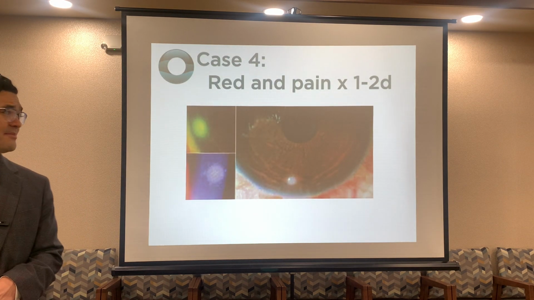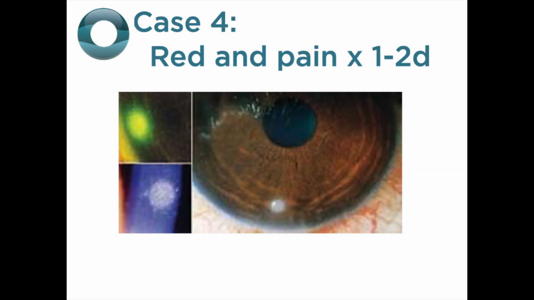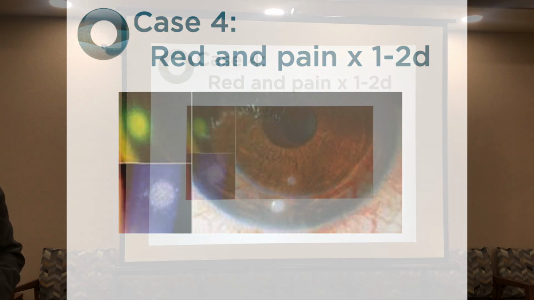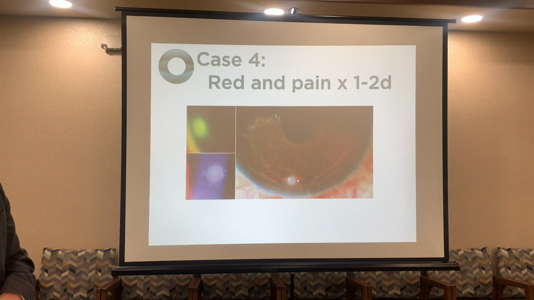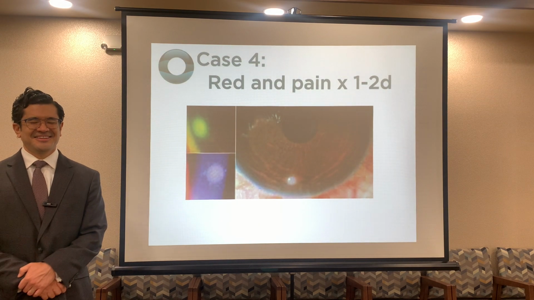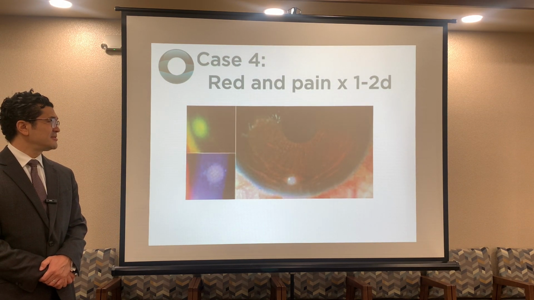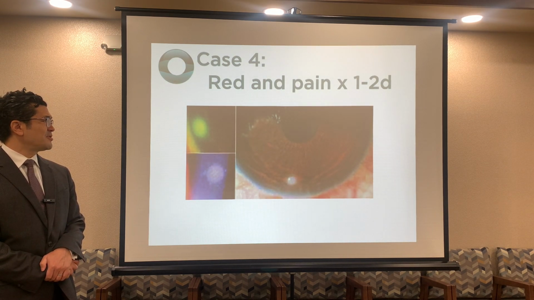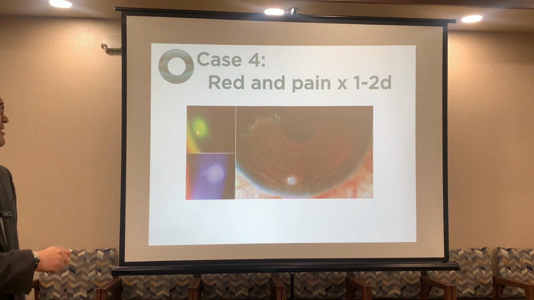So next case, number 4. This one's pain, but it's happened a little longer. It's been going on for a day or 2. And you look, and you see this white spot on the cornea. You might see conjunctival hyperemia. This points to something a little different than an abrasion. It also, when we use fluorescein, will stain, like in the picture there on the upper left.